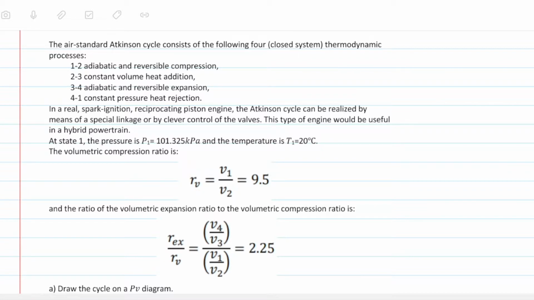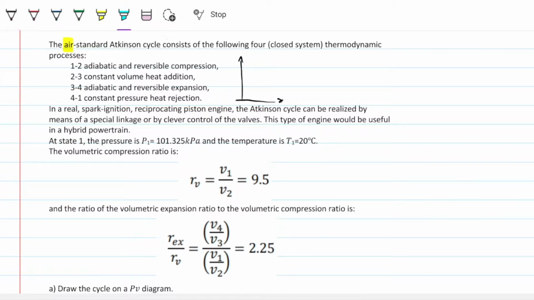The problem reads: the air standard Atkinson cycle consists of the following 4 closed system thermodynamic processes. An adiabatic and reversible compression, a constant volume heat addition, an adiabatic and reversible expansion, and a constant pressure heat rejection. So we can go ahead and draw this Atkinson cycle.